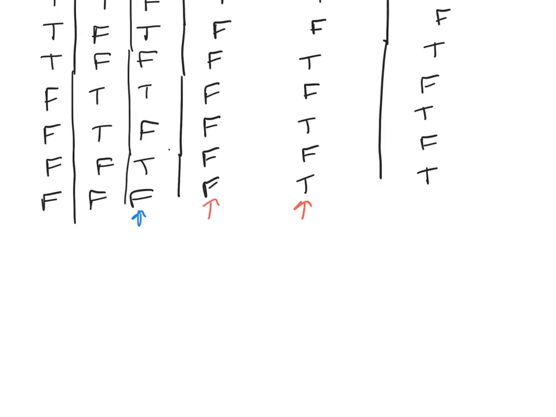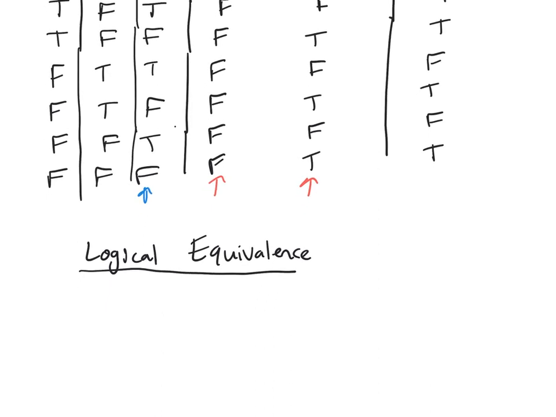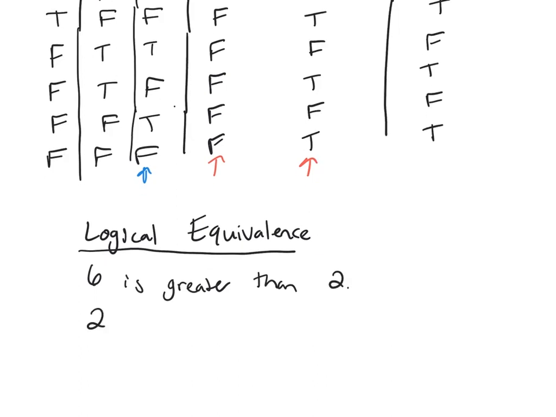All right, so now that we know how to construct 2 truth tables, I want to talk about logical equivalence. So let's say I tell you that 6 is greater than 2. And then someone else comes along and says 2 is less than 6. Really, we've just said the same thing. So these 2 statements essentially say the same thing.